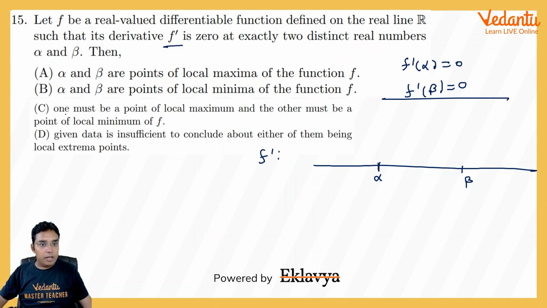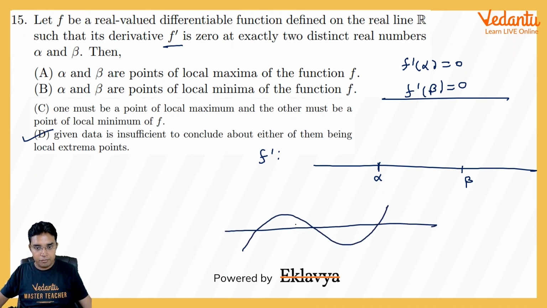So here, as you can see, there is one option given: data is insufficient to conclude about either of them being a local extrema point or not. So I think I will go with D. Let me tell you why. There can be a few examples. Let me give you a few examples like this.